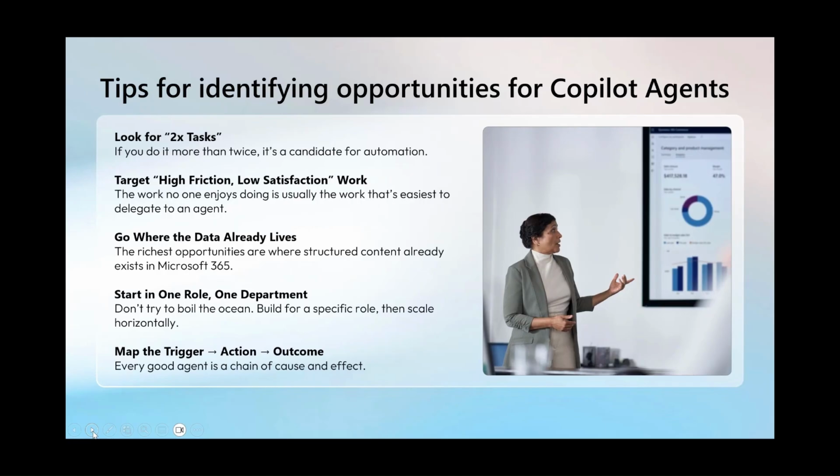Now, before we move on to the demos, a few little tips here on identifying opportunities for Copilot agents. So we want to look for tasks and those things that we do more than once. So if you do it more than twice, that is a perfect candidate for some type of automation. We want to target high friction, low satisfaction work. So the work that you don't enjoy doing is usually the work that's the easiest to delegate and hand off to an agent. We want to go where the data already lives.